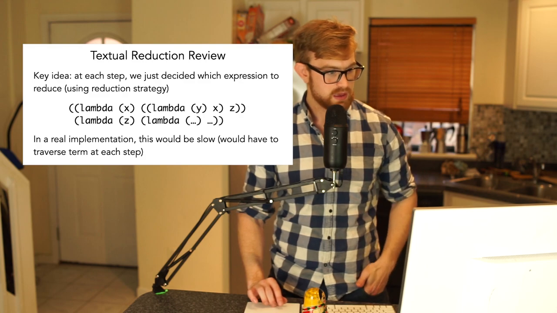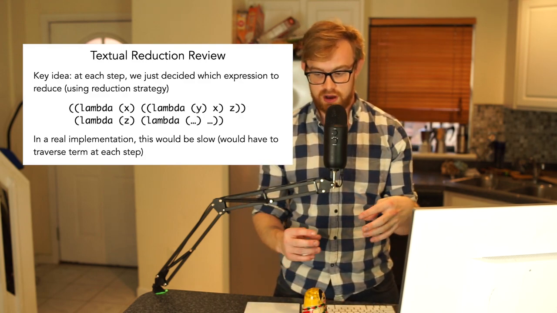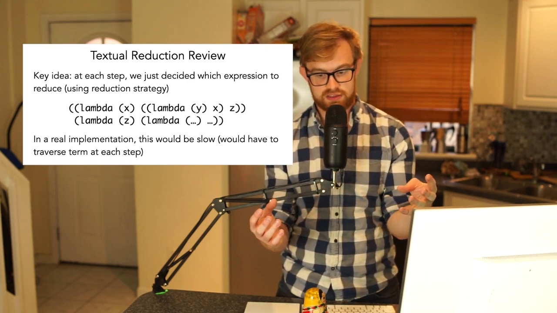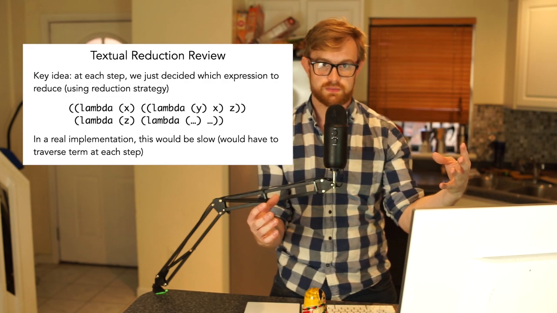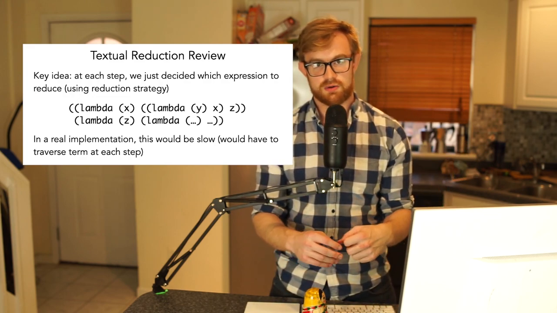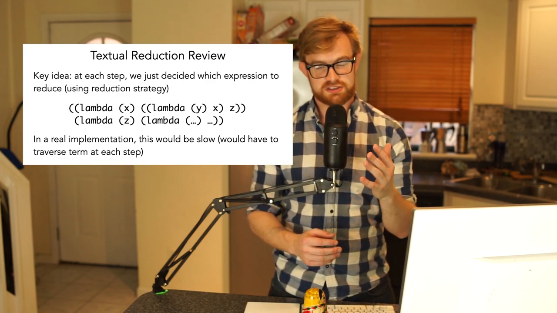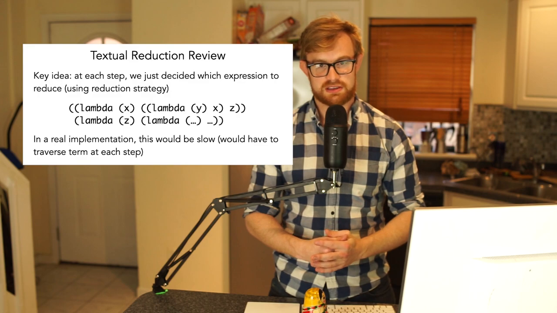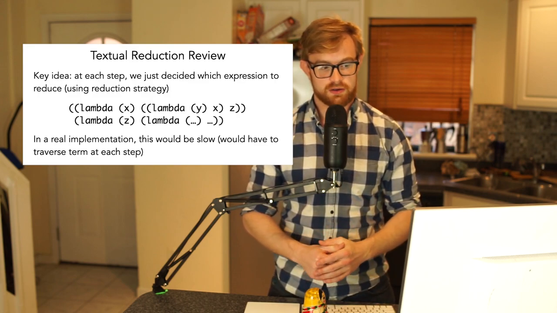All right? Now, in a real implementation, this would be a pretty slow thing to do, because we'd always be diving through the term, identifying the redux, doing a small bit of local work, and then diving all the way back out. So in practice, most programming languages don't do this. It's too slow. It's really nice for specifying things formally, mathematically, but it's not an efficient way to implement an interpreter, and it's not the way any real programming language would actually work.